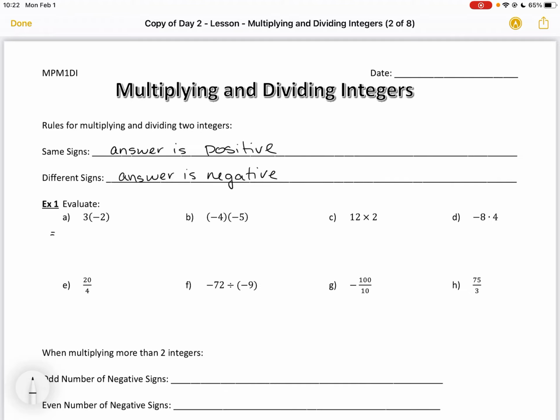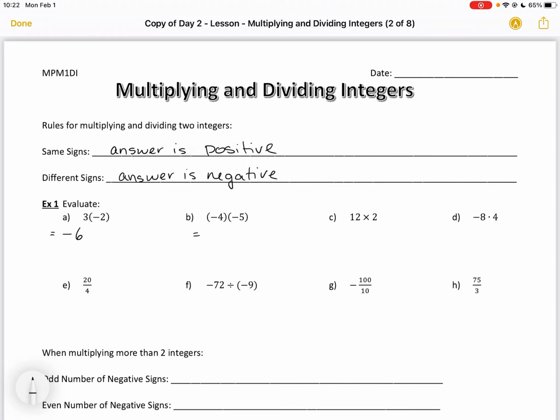So 3 times minus 2. Because I have different signs, I know my answer is going to be negative. Now I'm going to multiply the numbers. 3 times 2 is 6, gives me an answer of negative 6.